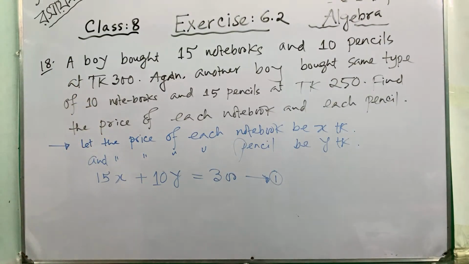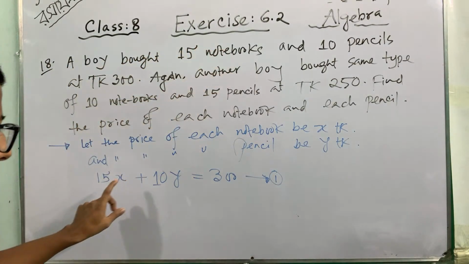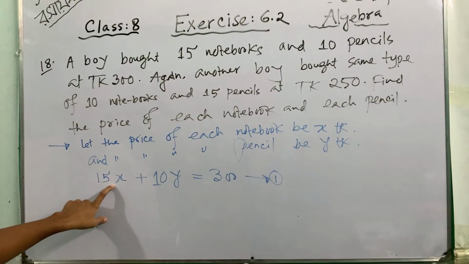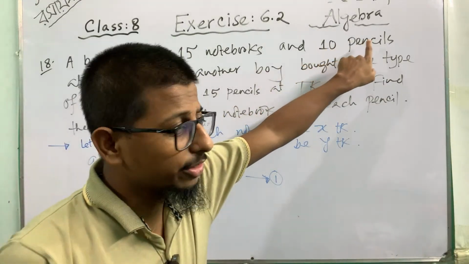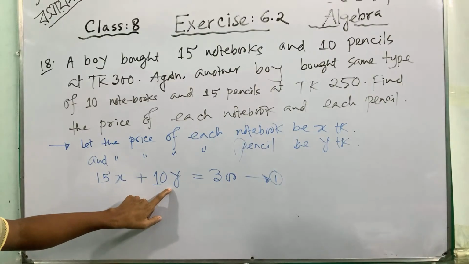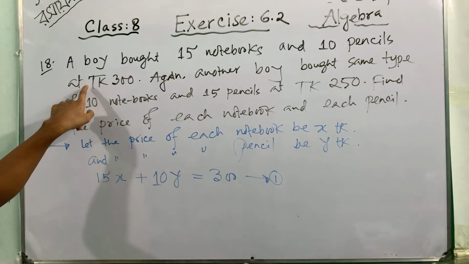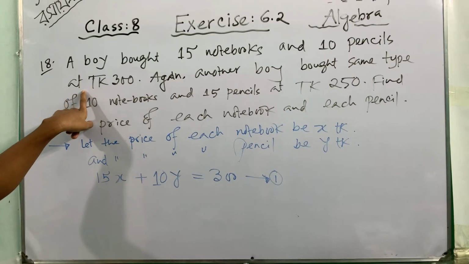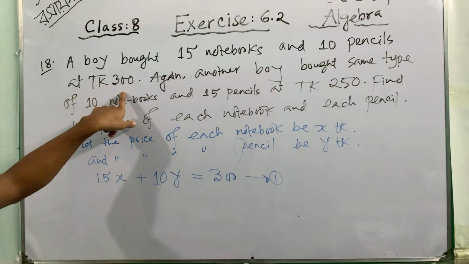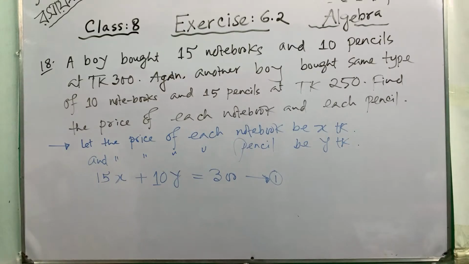That is what it says, that a boy bought 15 notebooks, and that is the price of 15 notebooks. And he also bought 10 pencils, and this is the price of 10 pencils. And together that costs 300 taka. That is equation number 1.